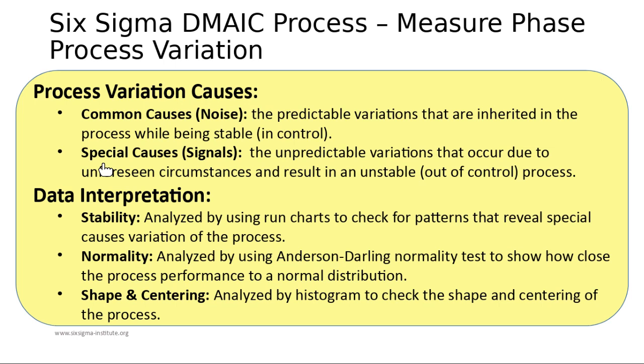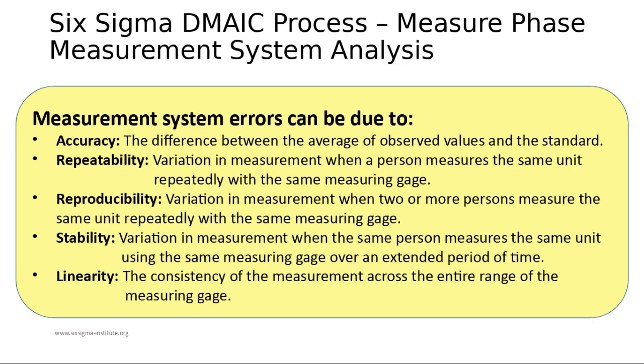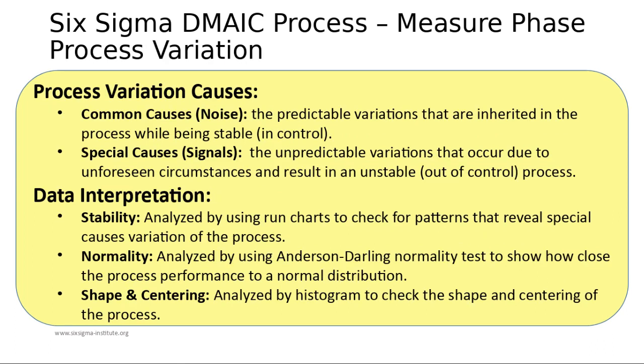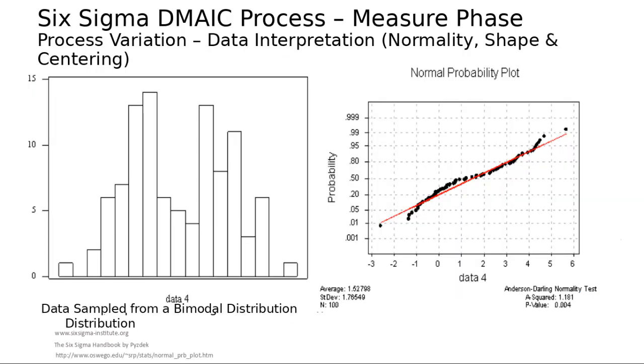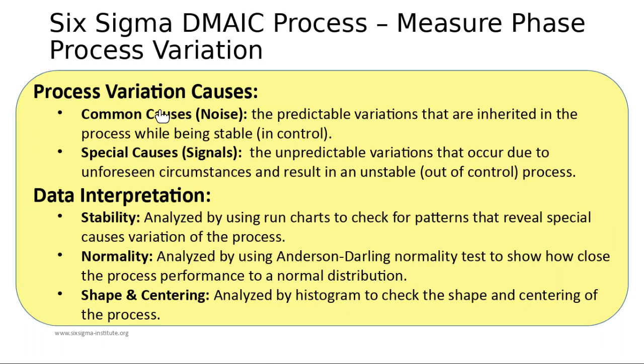There is something wrong: the machine broke down during the process, or the person you hired is not trained at all, so he doesn't know how to operate. So these are the process variation causes. Here is the source of the measurement errors. What are the sources of measurements? And here is the source, the process variation causes. The data interpretation is the stability, normality, or shape of centering.